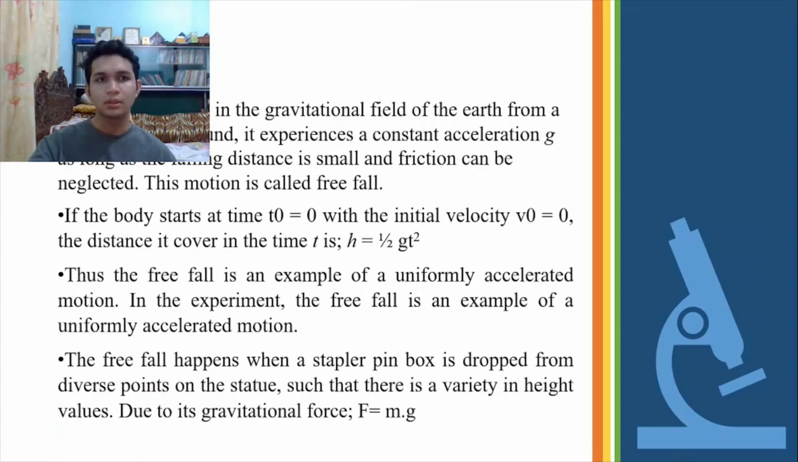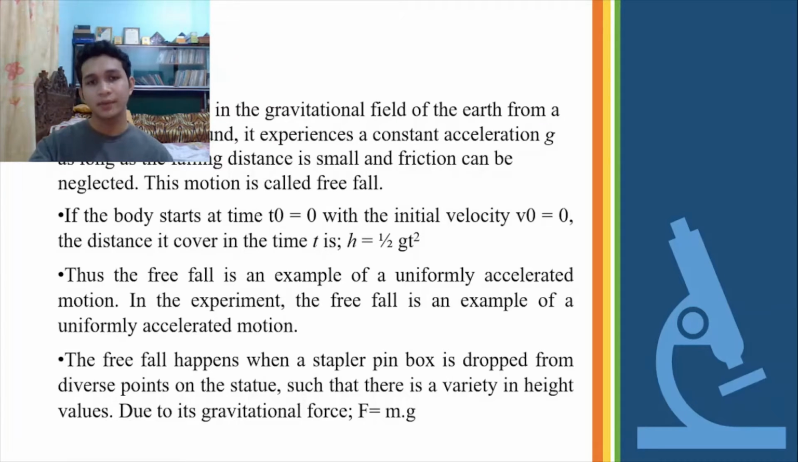Next, I will talk about the theory for our project. When a body falls in the gravitational field of the Earth from a height to the ground, it experiences a constant acceleration as long as the falling distance is small and friction can be neglected. This motion is called free fall. If the body starts at time 0 with the initial velocity equal to 0, the distance it covers in time t is h equal to 1 over 2 g t squared. Thus, free fall is an example of a uniformly accelerated motion.